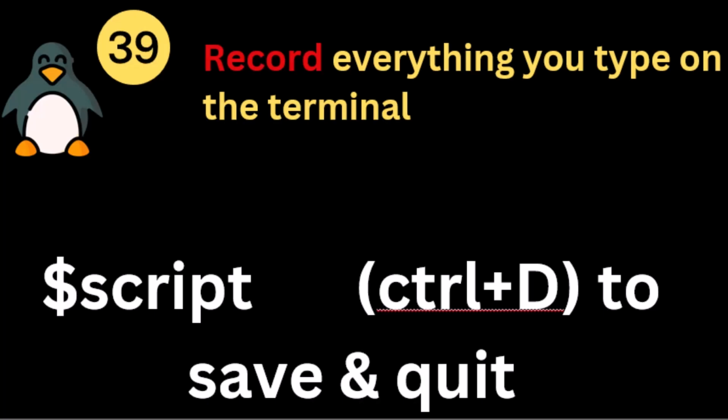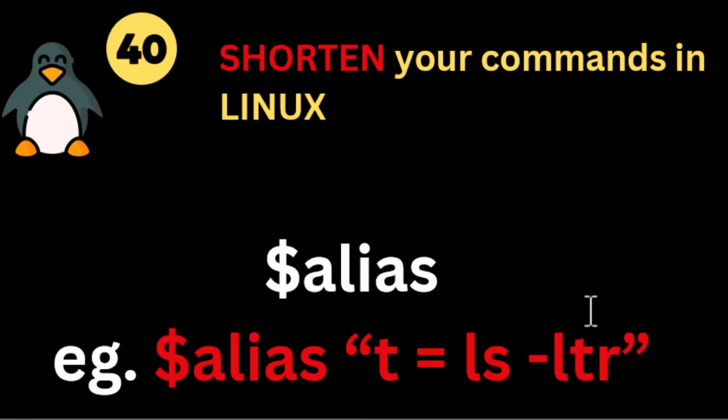Next is command number 40, and this command is to shorten your command in Linux. For example, if we write ls -ltr to show the contents of a particular location, and we write it with the help of alias using the syntax in this way, then we can shorten our commands.